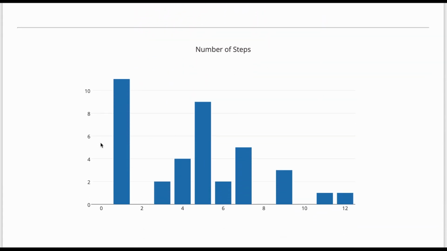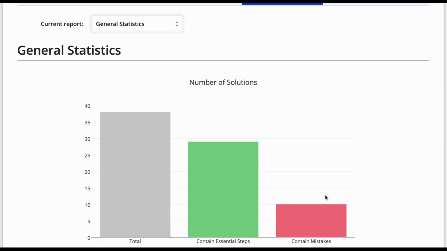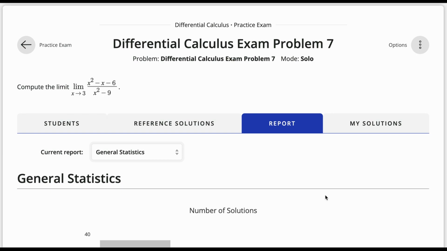We can see the number of steps that students entered in the course of solving this problem. Many students solved it in a single step. A couple students took more than 10 steps to solve this problem, perhaps indicating that they were floundering or unsure of what to do. And there's much more detailed feedback that Gradarius automatically produces as well.